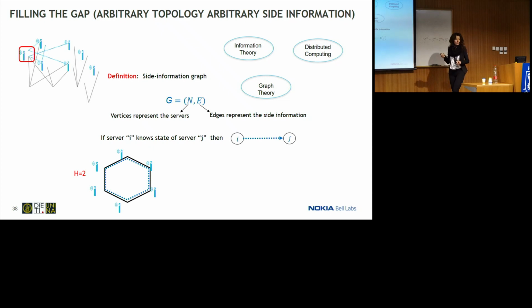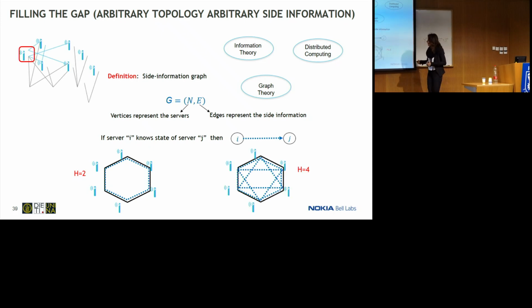And for example, in the ring topology, assume that each node knows only the state of the two immediate neighbors. So in this case, this dashed line, this is the ring topology, but the dashed line represents the side information graph. Because in this case, each node will know the state of these other two nodes, this will know the state of these other two nodes, and this is your side information graph.